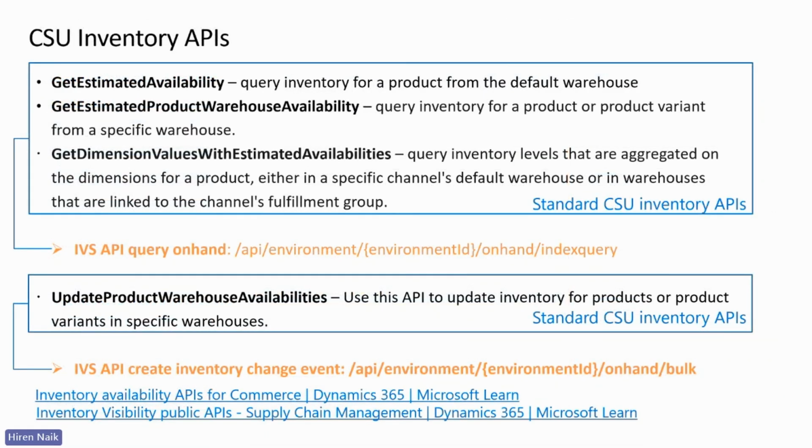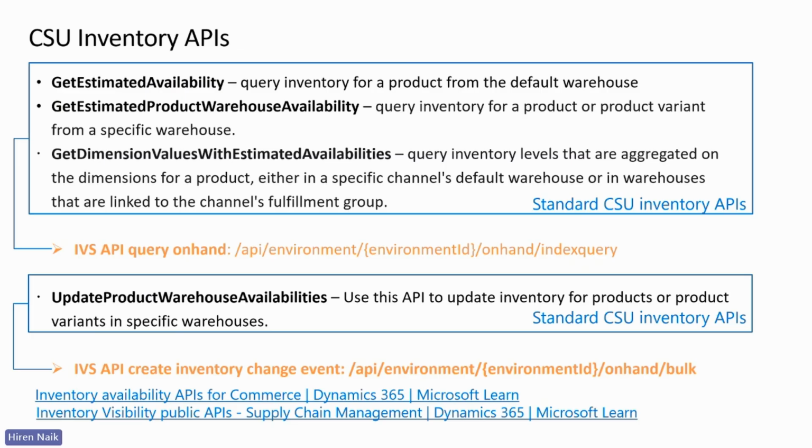So what are the different APIs available from the CSU standpoint? As you can see, we have 3 APIs available to get the real-time inventory on hand information. The first one is get estimated availability. This API will get you the inventory for a product from a default warehouse. Another one is get estimated product warehouse availability. This will query the inventory for a product or a product variant from a specific warehouse.